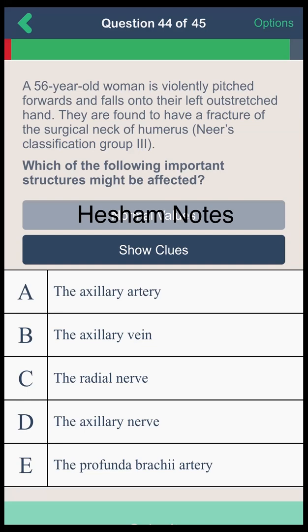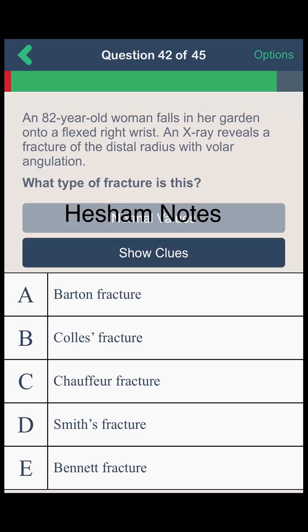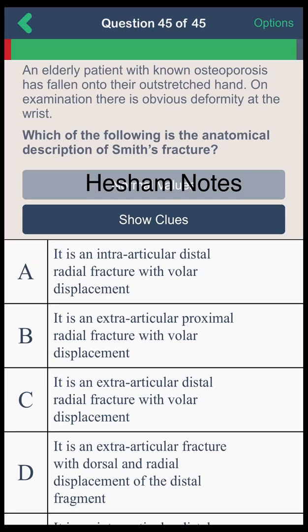Weakness of deltoid and loss of sensation in the regimental badge area. Yes, excellent. Sensory and motor innervation of the axillary nerve. But the radial nerve and the profunda brachii artery are injured in the radial spiral groove. Okay, excellent. Another one. No, we said that before. I'll share the last question. Which one of the following is the anatomical description of a Smith fracture? Smith is the reverse Colles. Intra-articular or extra-articular?